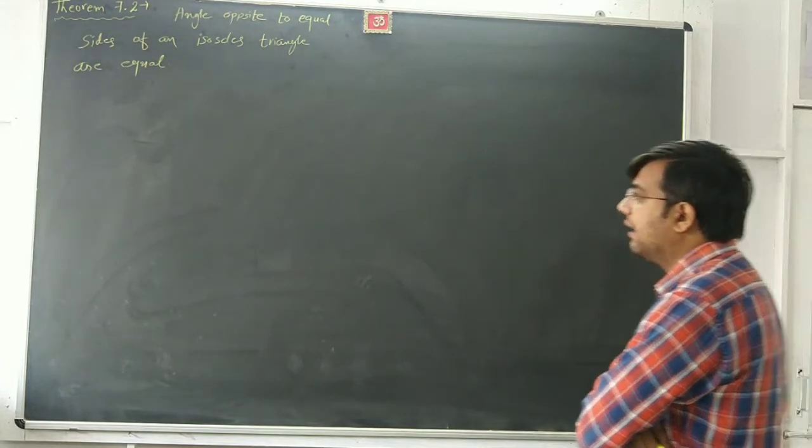Okay, good morning friends. Today we have to study first of all theorem 7.2. Angles opposite to equal sides of an isosceles triangle are equal. This is the statement of theorem 7.2. What is it? Angles opposite to equal sides of an isosceles triangle are equal.